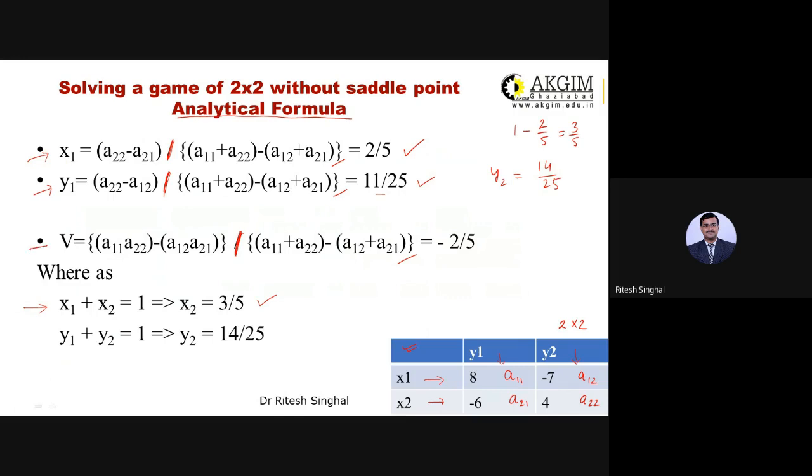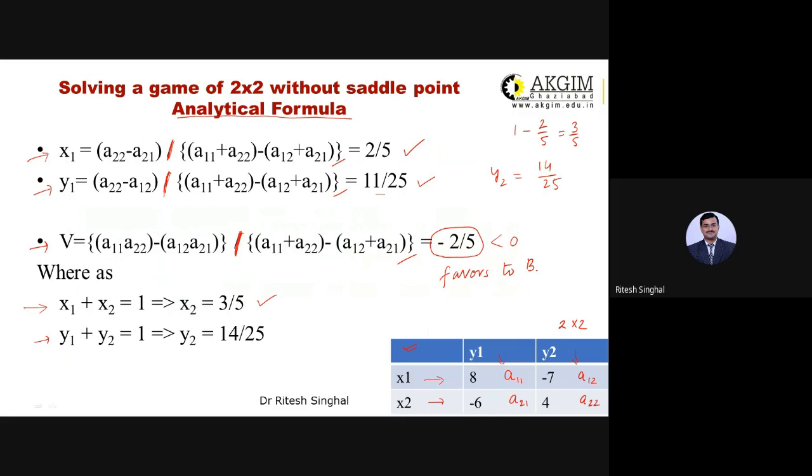And the value of the game, which is the important parameter of game theory, is minus 2 by 5. This minus 2 by 5 indicates that since it is less than 0, since it is negative, this game favors player B. If it is positive, then obviously it supports player A.